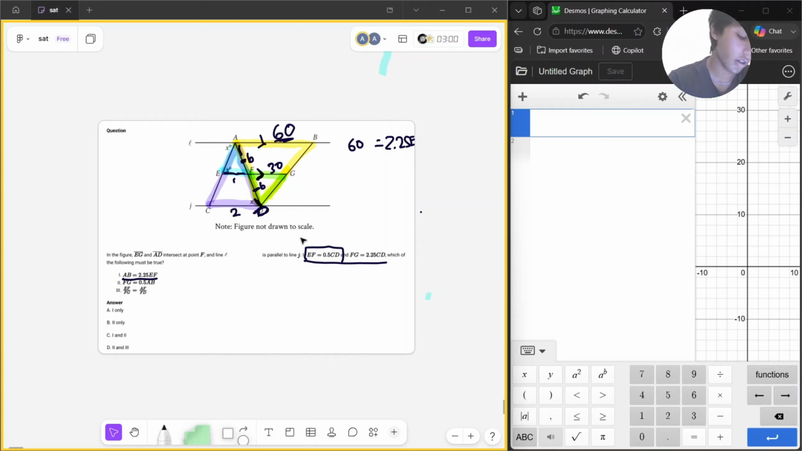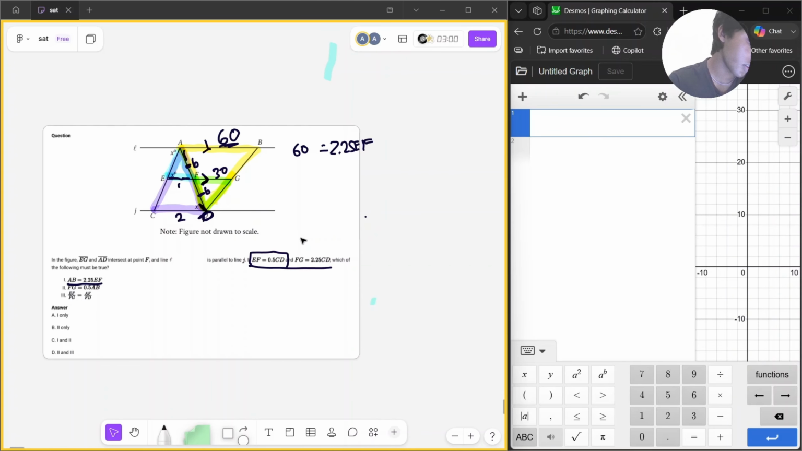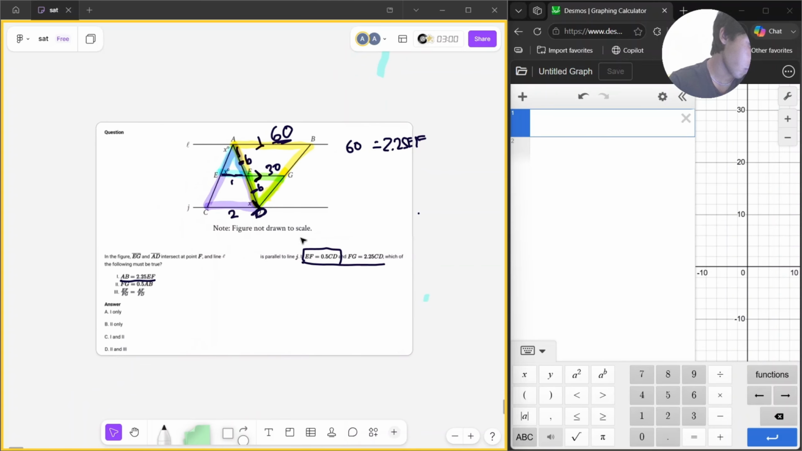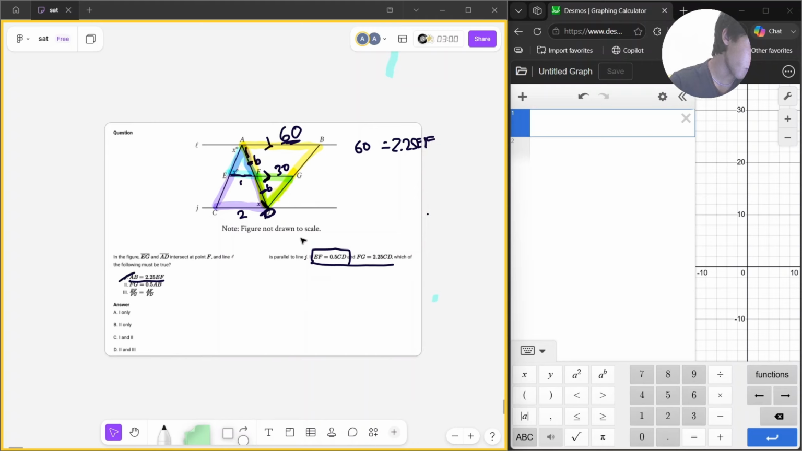Definitely not. All right, so this one would be absolutely wrong. All right, let's look at the next one. FG is equal to 0.5 AB. So FG, which is 30, is equal to 0.5 times 60, which is absolutely true. 30 is equal to 30. All right, so we're good on choice 2.